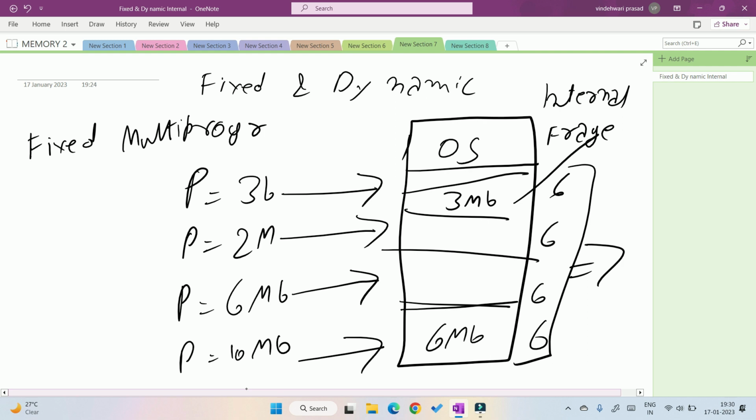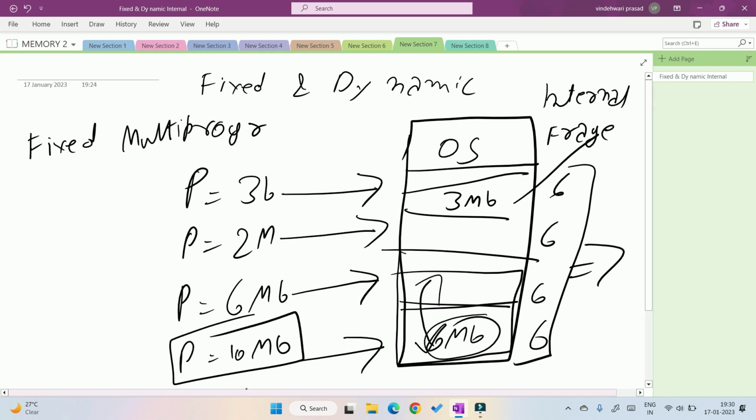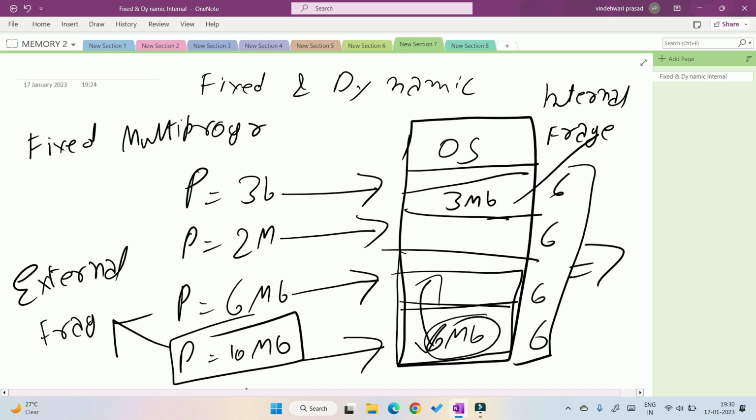Even if there are 2 fixed slots available, it is still not allotted, because the memory is already partitioned by the OS. So two partitions can't be combined and allotted. That's the reason that if any big process comes whose requirement is greater than the partition size, it is not allotted, and this is called external fragmentation.